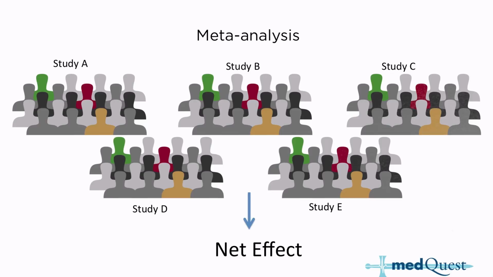And the reason for this is because studies that have significant findings are more likely to get published than studies that don't have significant findings. So it's possible that meta-analysis gets subject to publication bias just by virtue of pooling from studies that have already been published.